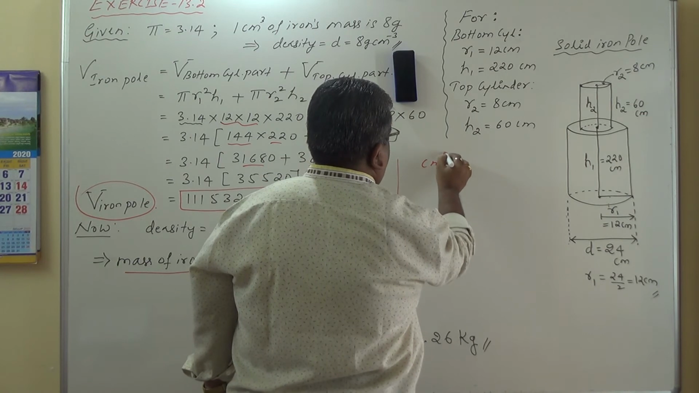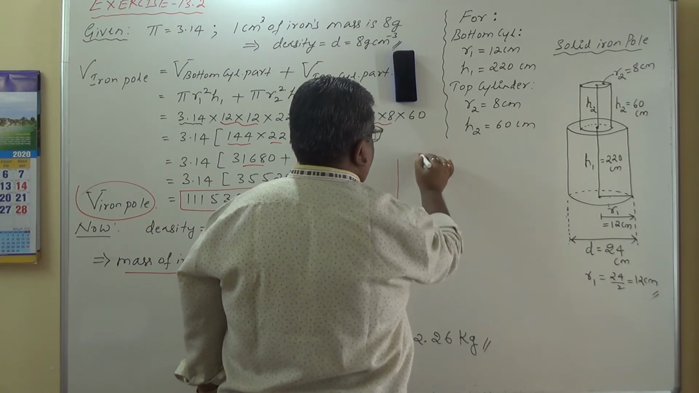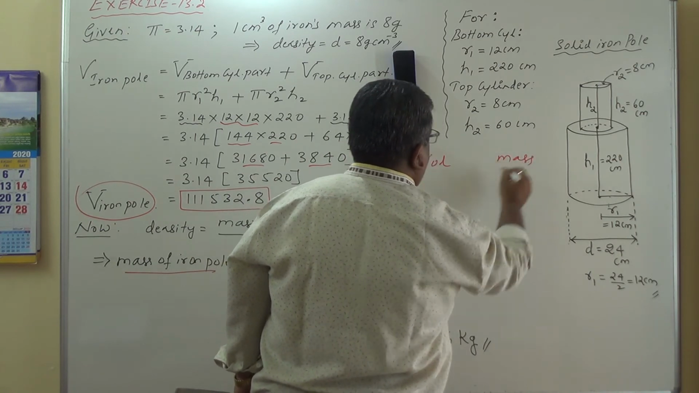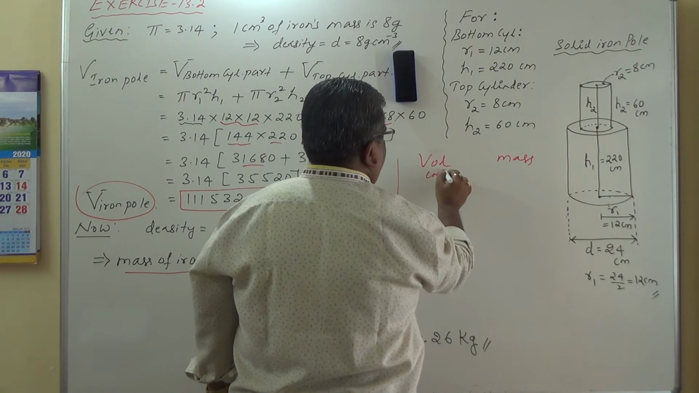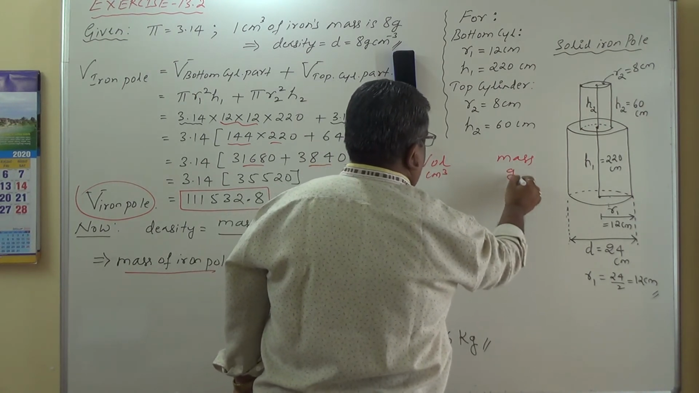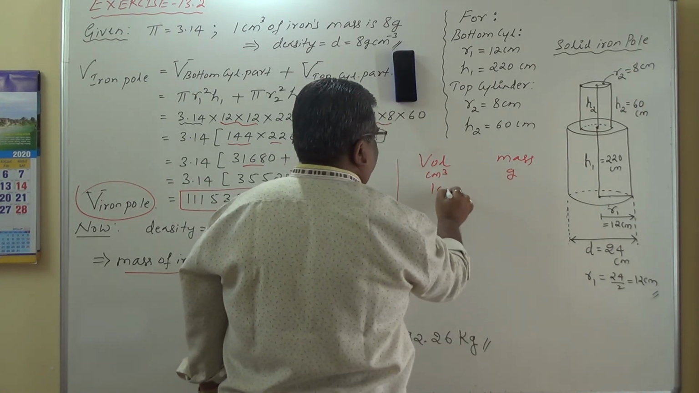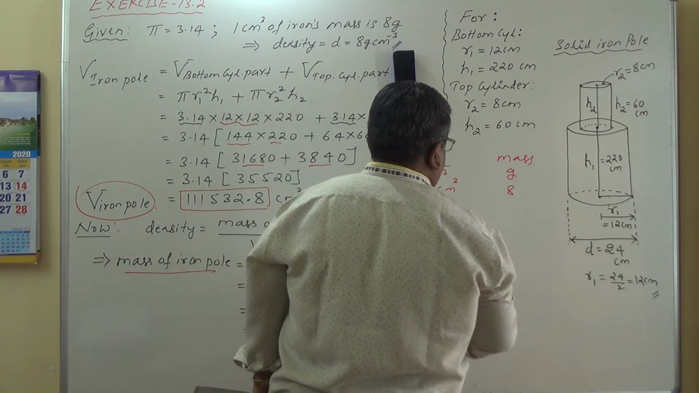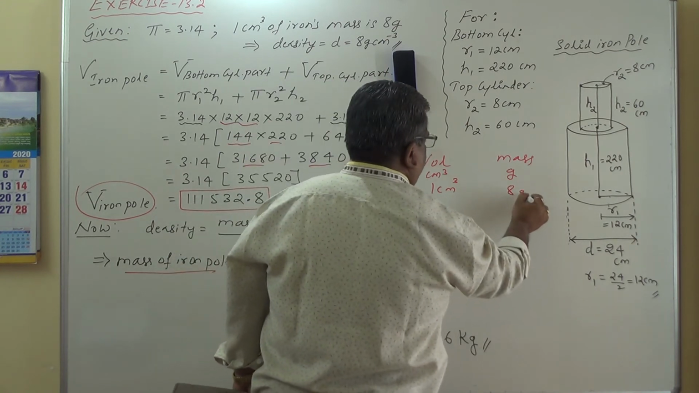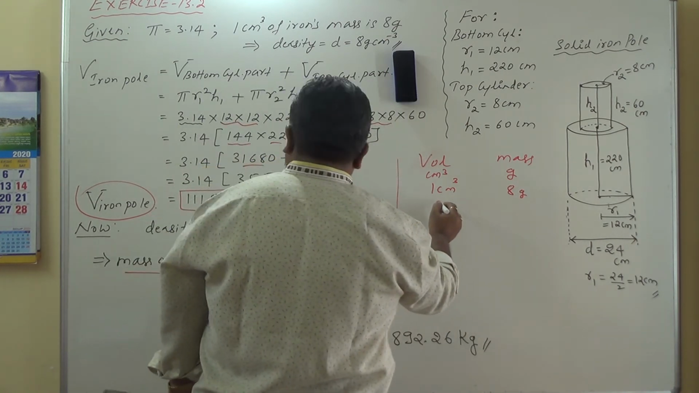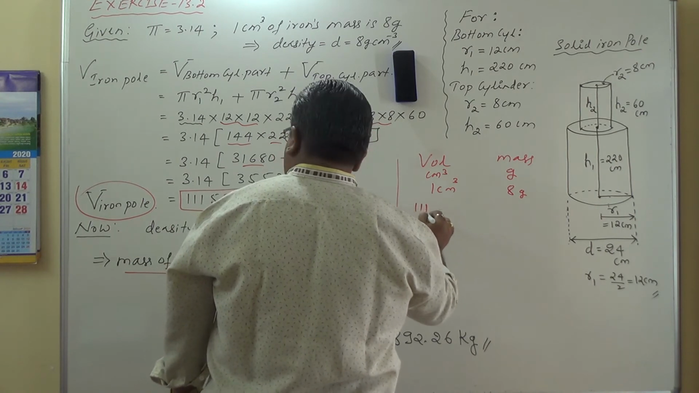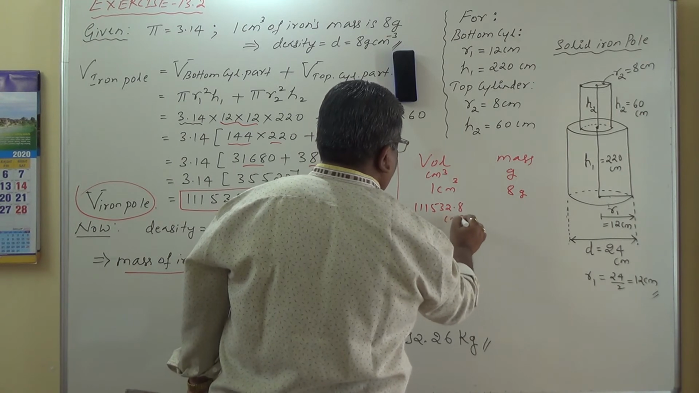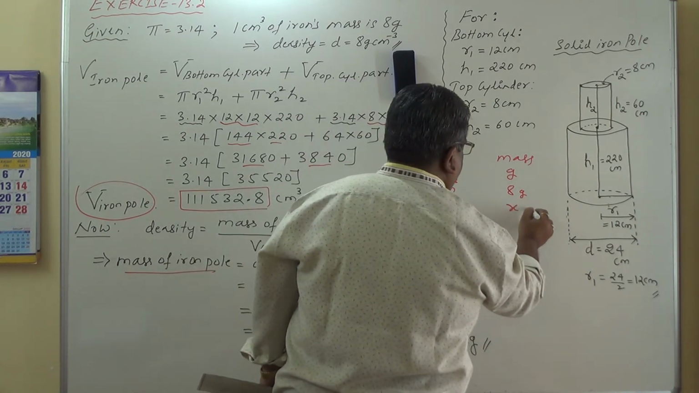Here cubic centimeter or volume, you can say, volume and mass. Volume which is in cubic centimeter and mass in gram. So 1 cubic centimeter, mass of 1 cubic centimeter is 8 grams. So volume is given here as 111,532.8 cubic centimeter, weighs x grams.